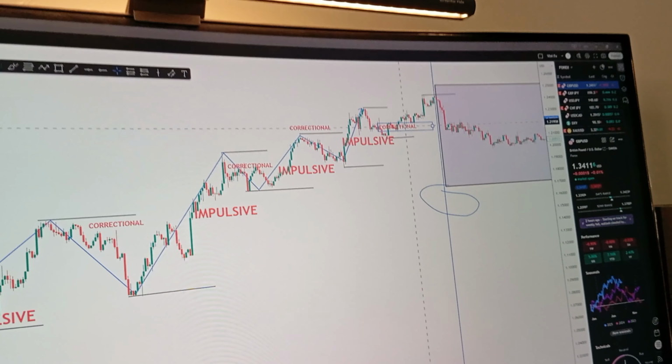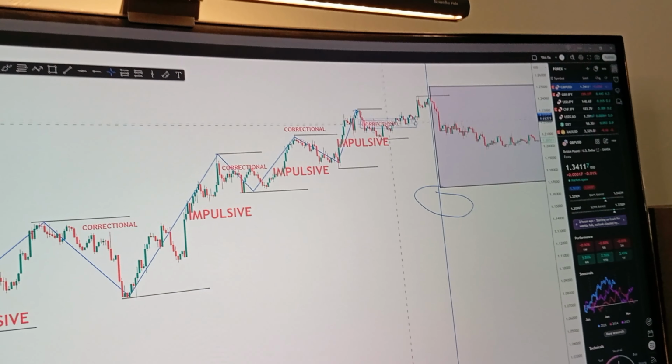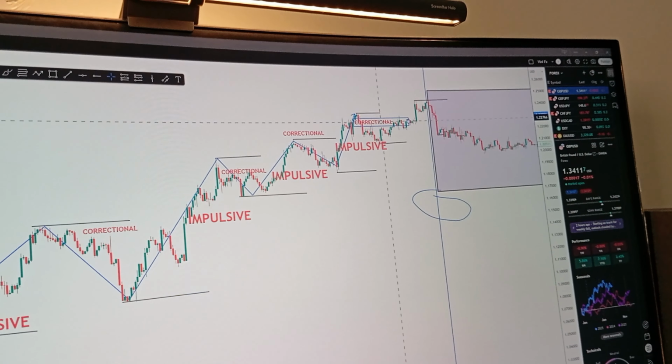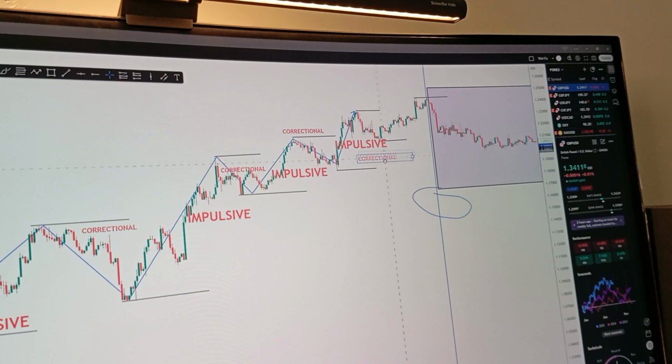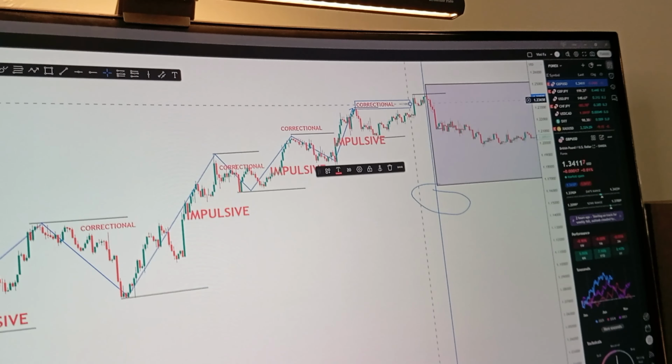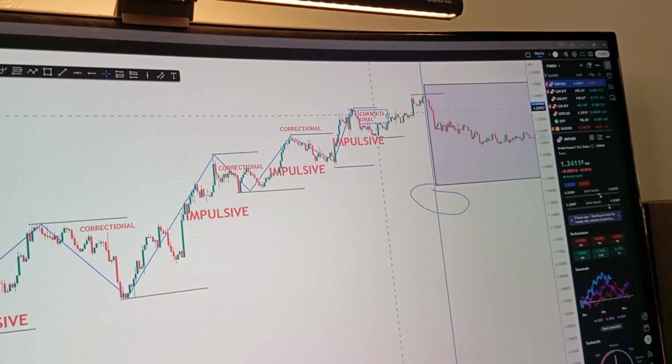And this is also a correctional. This little one here is a correctional, inside here. Here is a correctional. Down here is a correctional. Here is a correctional. Here is a correctional.